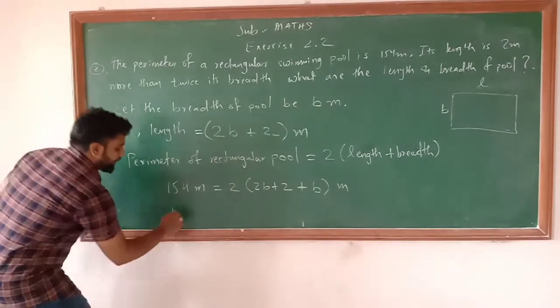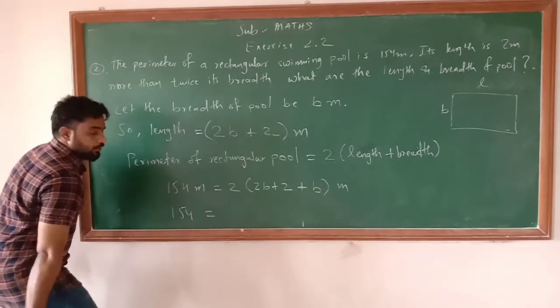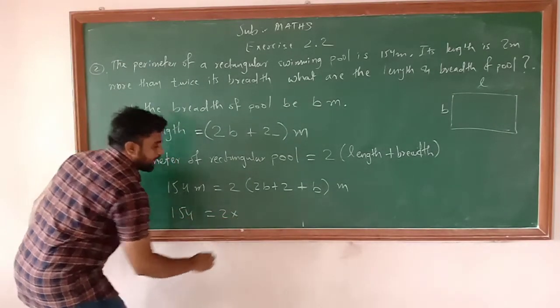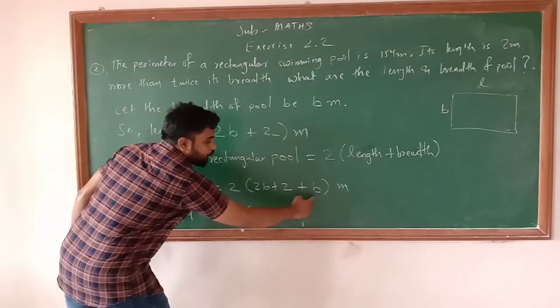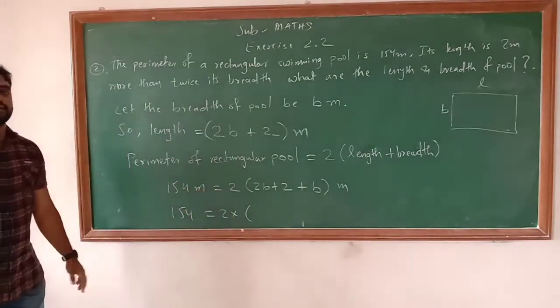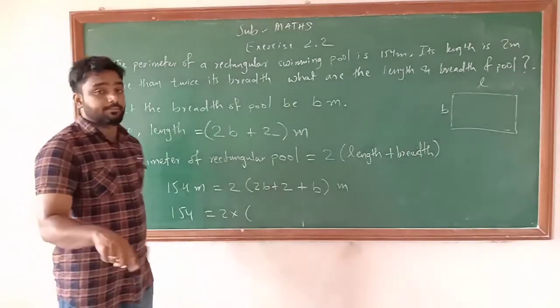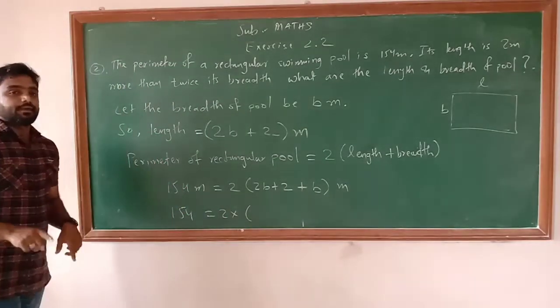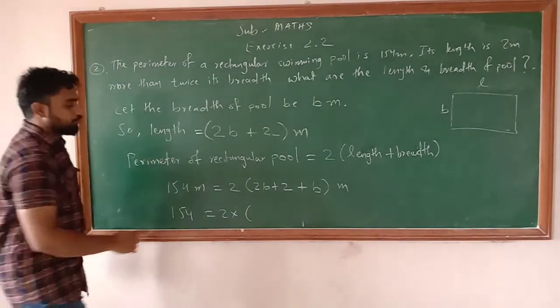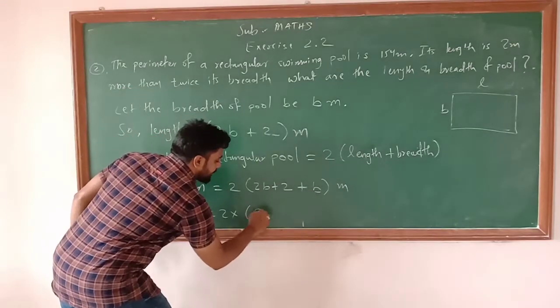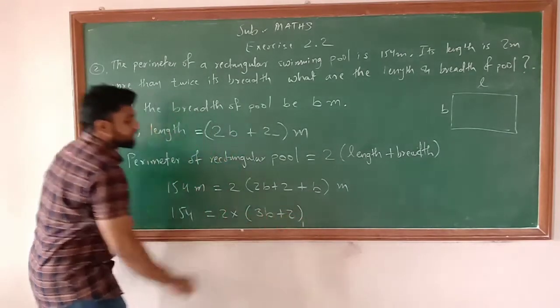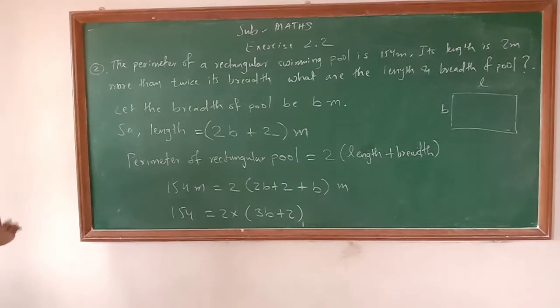Okay. Now 154 is equals to 2 multiplied by now 2b plus 1b. So 2b plus 1b, as I told you, when you have to add or subtract, you have to add or subtract the coefficient of the variable. So 2b plus b, that is equal to 3b plus 2. Understand or not?